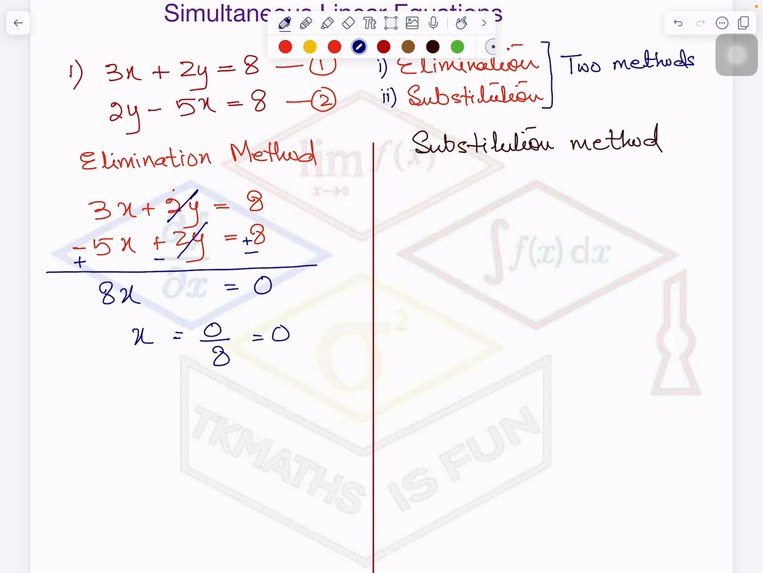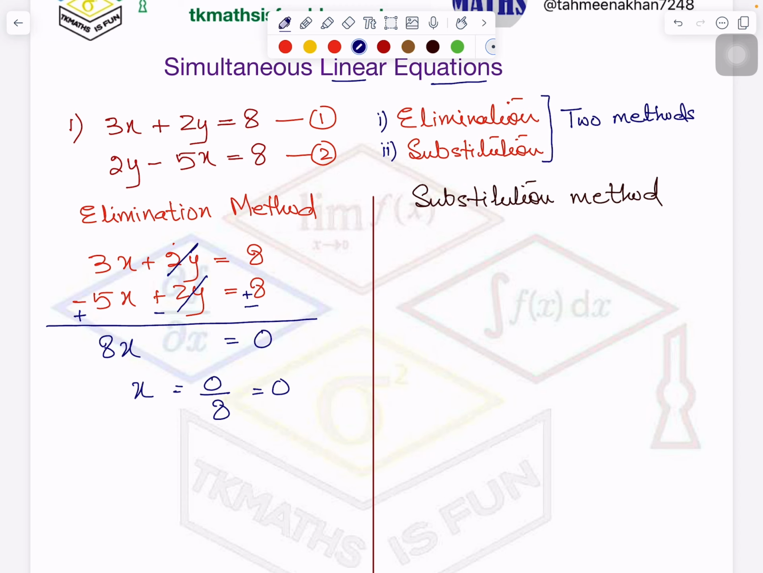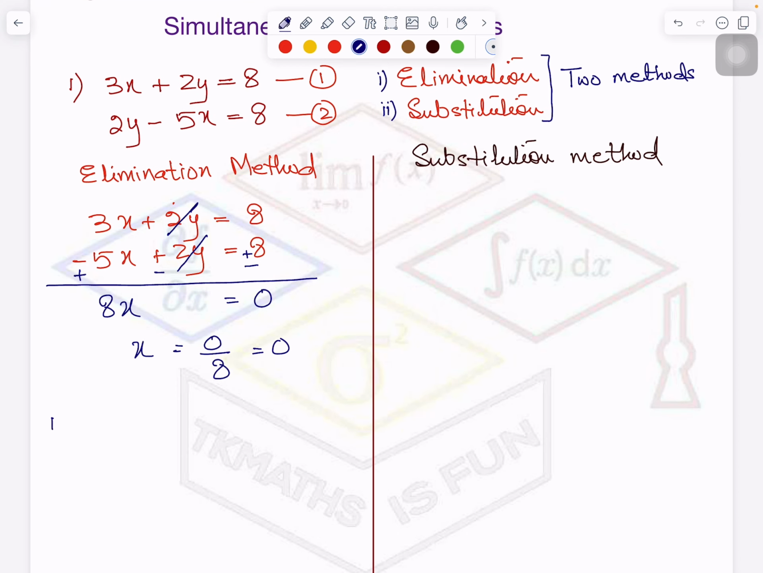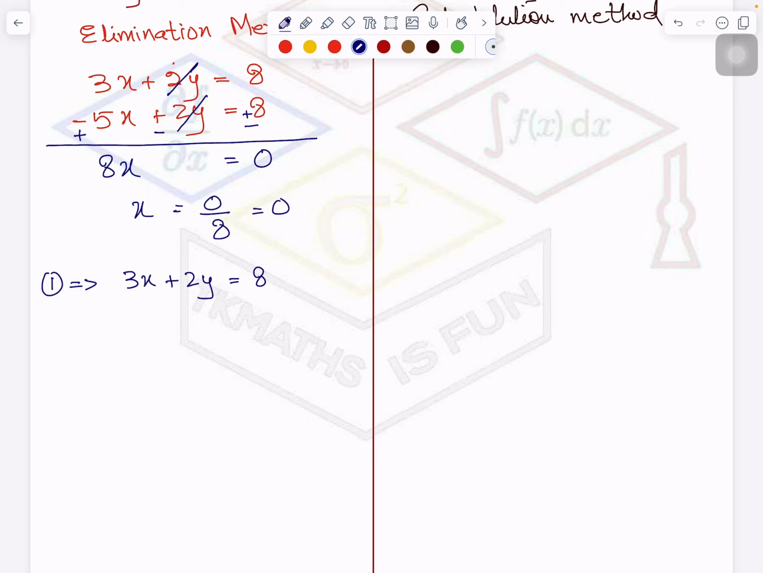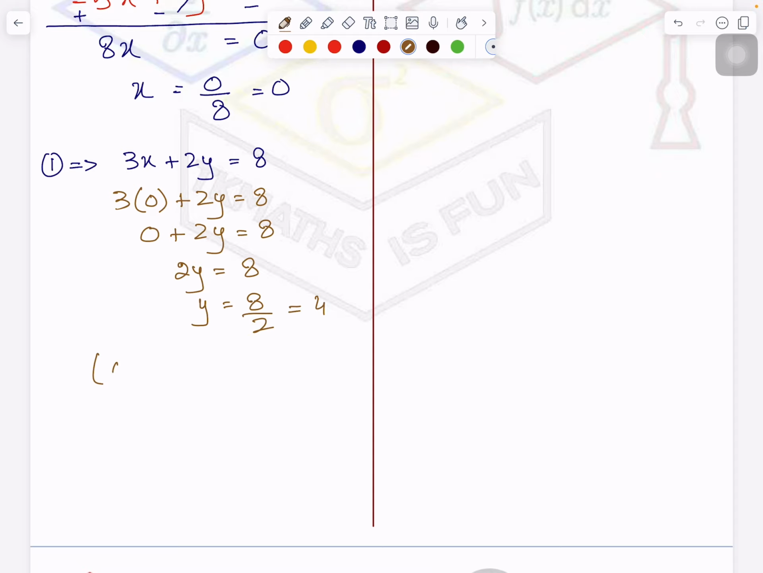Now you have to find the value of y. So what will you do? You will plug in this value of x either in equation 1 or in equation 2. Your choice. Let me take equation 1 here. So it is 3x plus 2y equals 8, and I will substitute this value of x in this equation. So 3 times 0 plus 2y equals 8. I hope you can solve this easily now. So it is 2y equals 8, which is y equals 8 divided by 2. So now you have gotten the values of x and y, which is the point of intersection of both the lines.